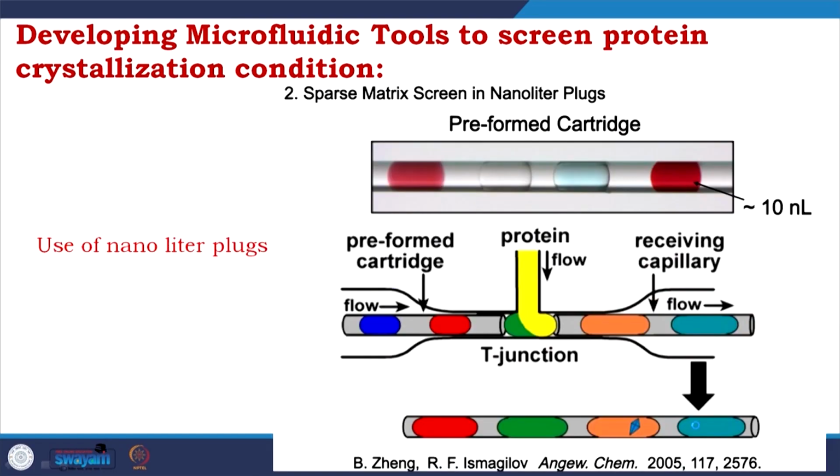Then the second one is even more interesting. They use a sparse matrix screen in nanoliter plugs. So, they develop different plugs of 10 nanoliter. They have the preformed cartridge and they add the protein and then they have the continuation. So, they have developed a T junction. In the T junction they are mixing the protein so that every nanoliter plug gets the protein and then they could screen it according to different conditions.